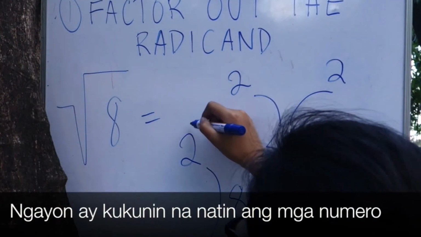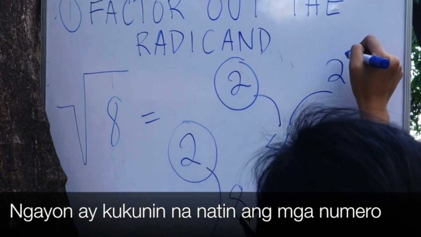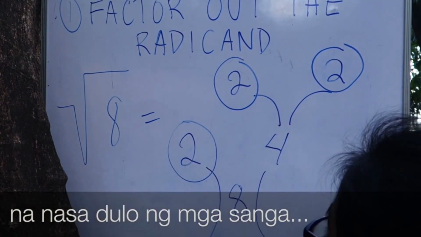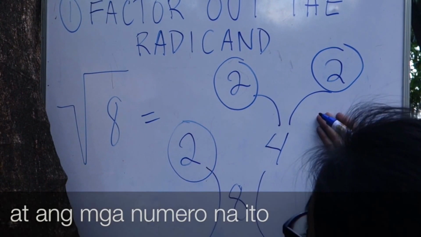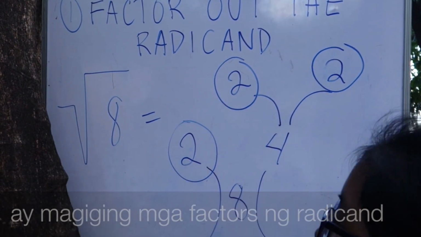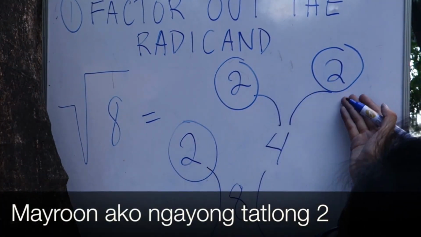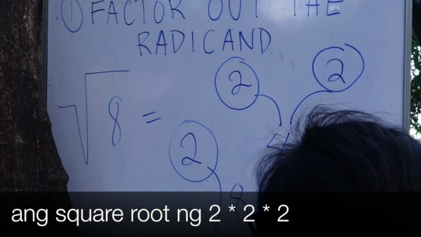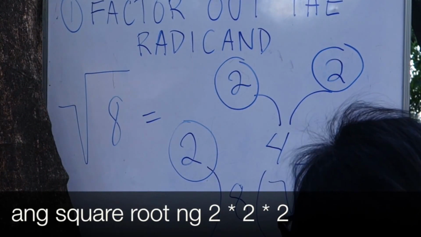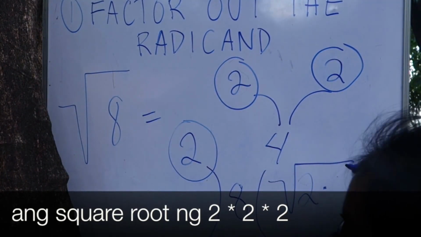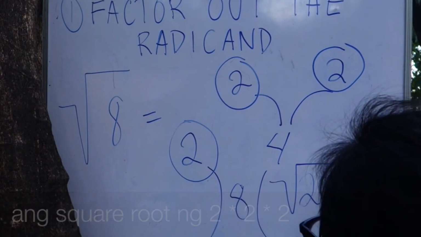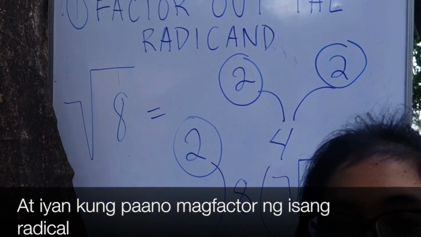Now get these numbers, which are the outer branches, as I call them, and these will be equal to the factors of the radical. Now, you have three 2s. It will be written as the square root of 2 times 2 times 2. And that is how you factor out the radical.